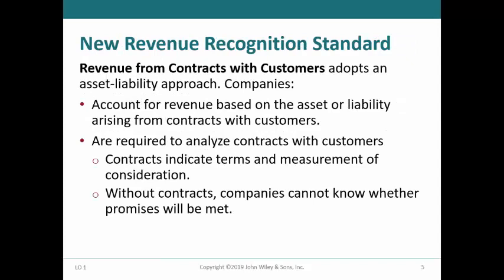The new standard adopts an asset-liability approach in that revenue recognized is based on the asset or liability that arises from contracts with customers. The contract indicates the terms and measurement of the consideration received, as well as the promises that the companies make. Without a contract, companies cannot know whether promises made will be kept.